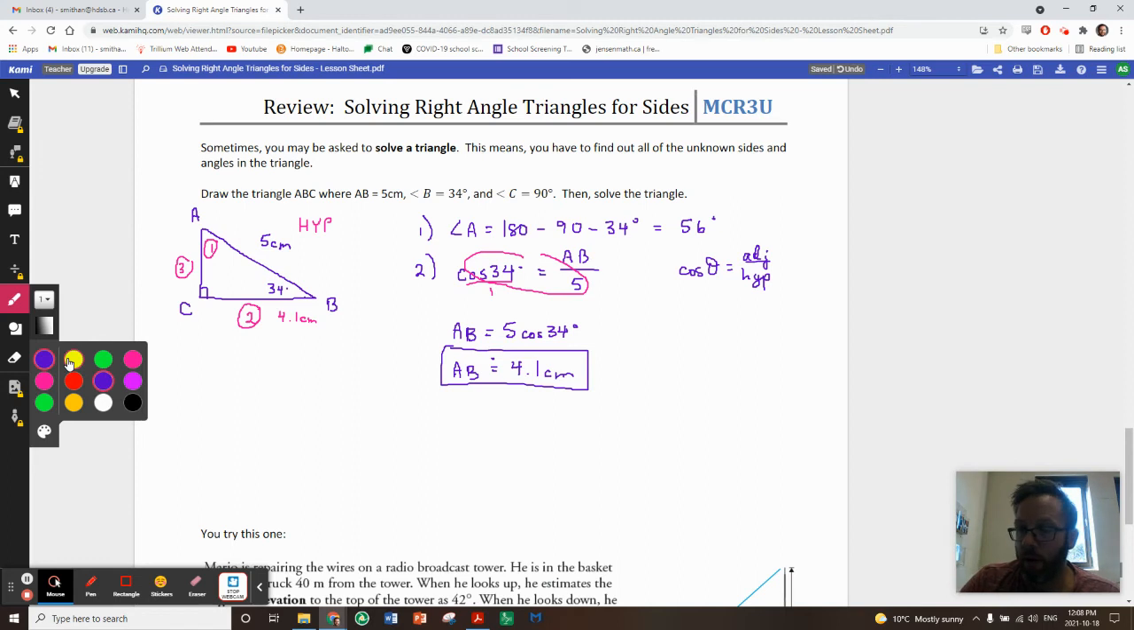You can use SOHCAHTOA again. If you like using SOHCAHTOA, that's fine. It works. But why don't we mix in, if you have two sides in a right angle triangle, you can always find the third. Let's mix in Pythagorean theorem.